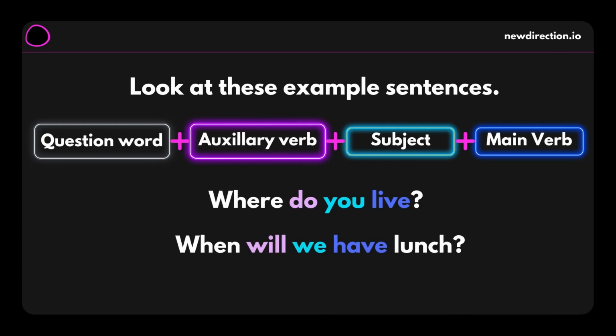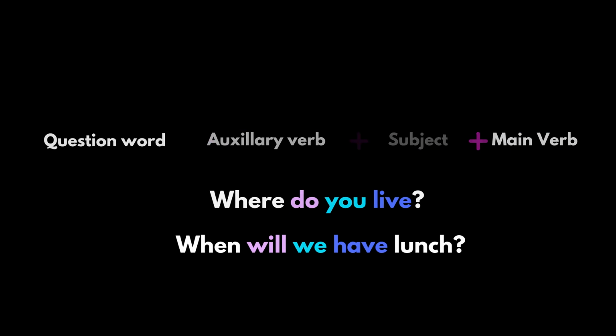What is the structure of this kind of sentence? We have an additional question word, such as where or when, and then the auxiliary verb, the subject, plus the main verb. Here are some examples. "Where do you live?" "When will we have lunch?" These questions start with the question words, followed by the auxiliary verb. We have do and will, and then the subject plus the main verb. And again, both of these sentences end with a question mark.